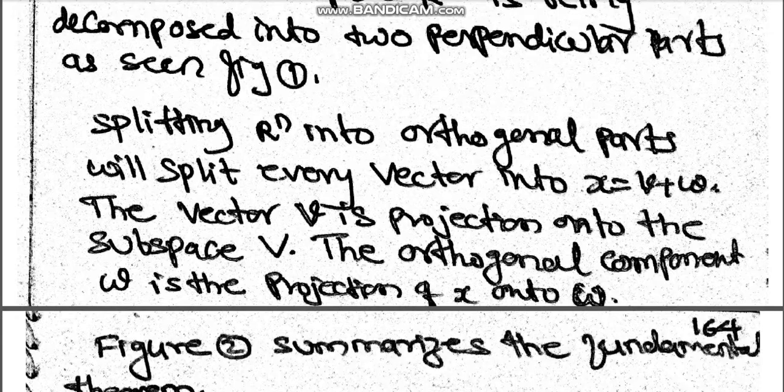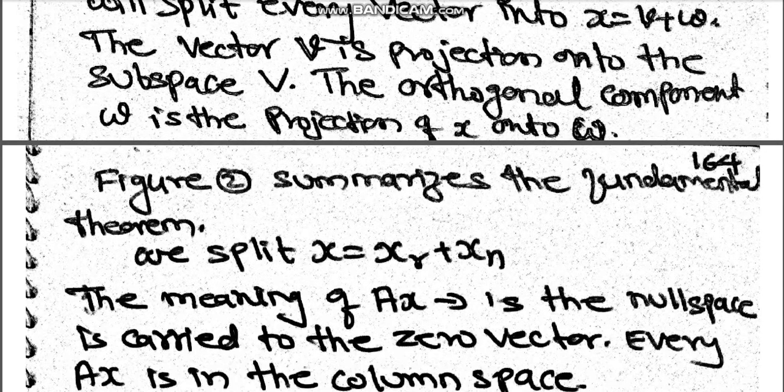It is nothing but the null space and row space. So x can be split as V plus W, that is, x is split into x_r and x_n. V is the projection onto the subspace and W the orthogonal complement. It has to be either the null space and row space, or the column space and the left null space. We are taking only the row space and the null space, so you can divide x into the row space and the null space.